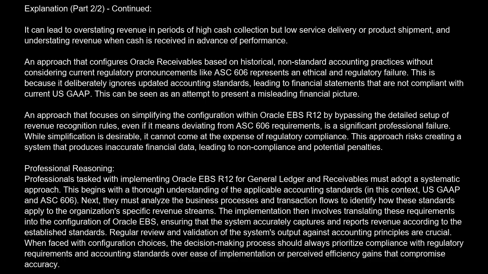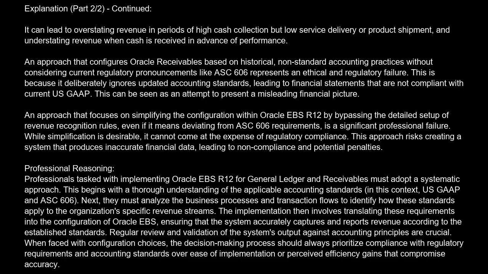An approach that focuses on simplifying the configuration within Oracle EBS R12 by bypassing the detailed setup of revenue recognition rules, even if it means deviating from ASC 606 requirements, is a significant professional failure. While simplification is desirable, it cannot come at the expense of regulatory compliance. This approach risks creating a system that produces inaccurate financial data, leading to non-compliance and potential penalties.